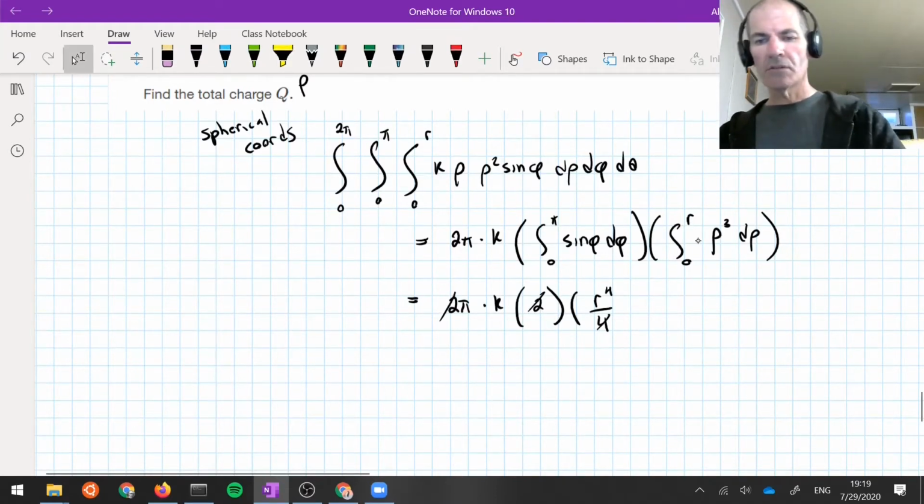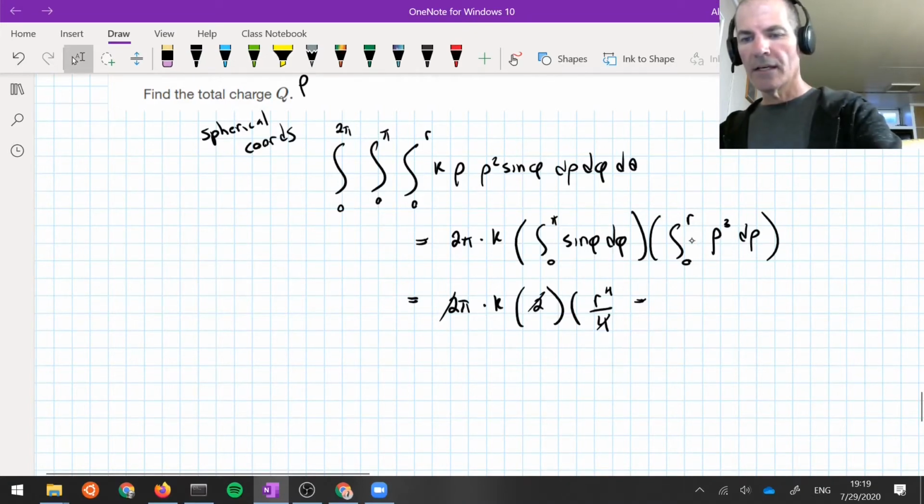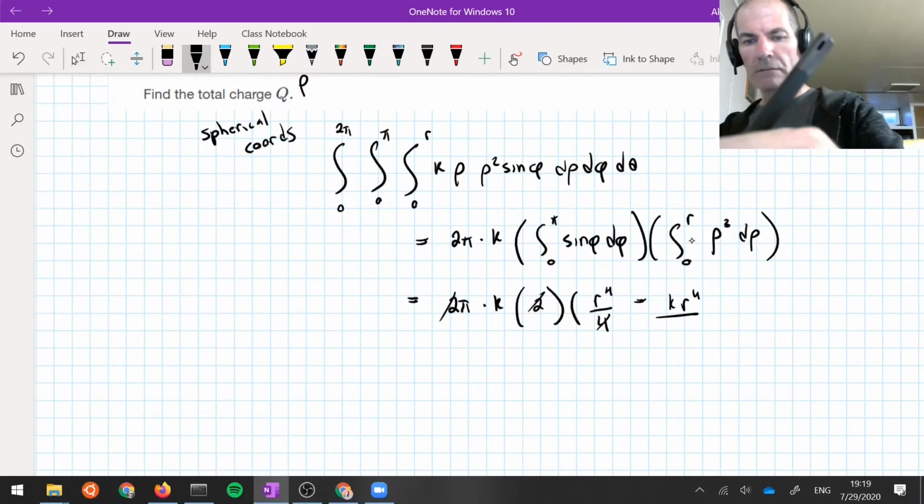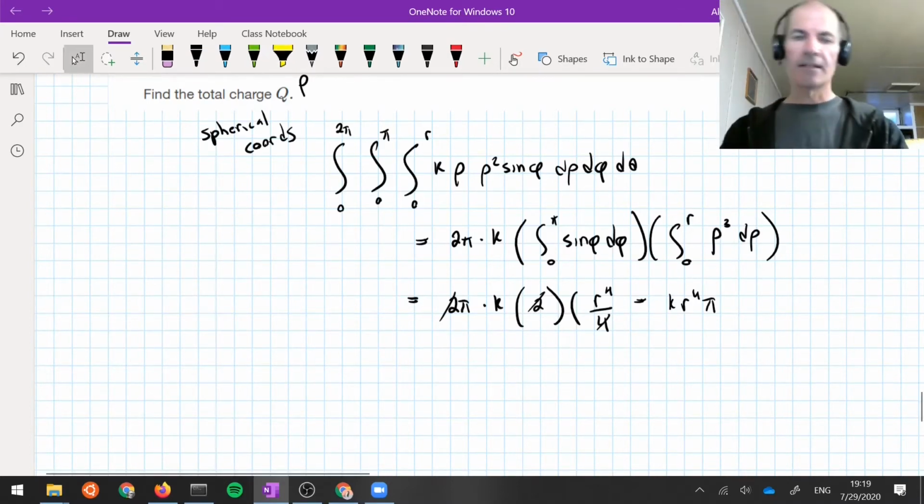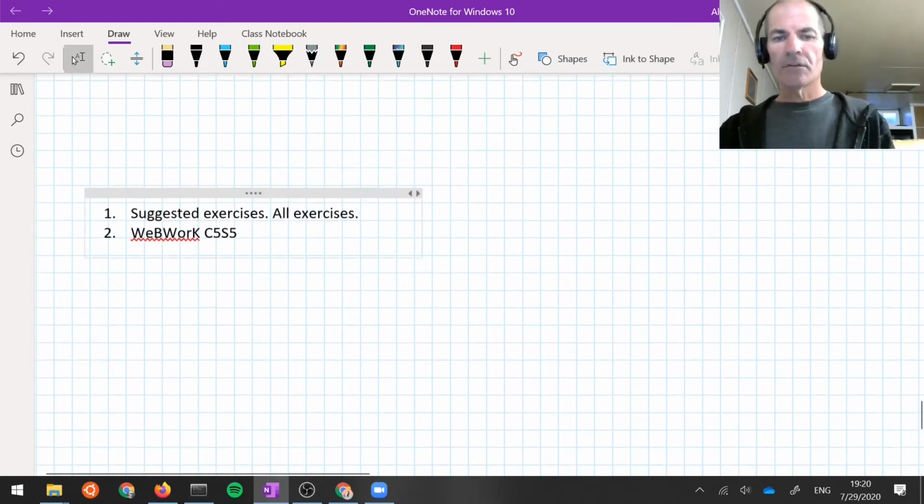The rho integration, rho cubed over 3. Looks like I made a mistake there, maybe? Oh no, that is a rho cubed. I'm just not looking at it right. So it's rho to the 4th over 4, plugging in 0, plugging in R, and we're all done.